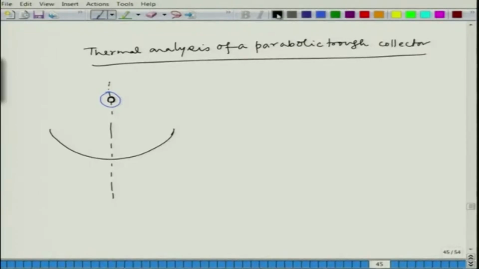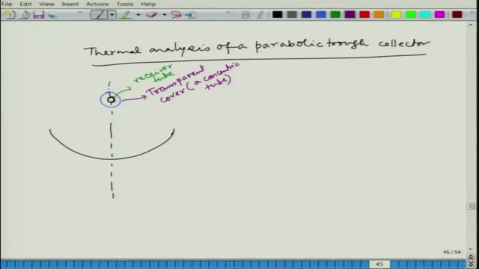And let us say that this is the receiver tube and the top one is the transparent cover, which is also a concentric tube. Okay. Tube is the most common geometry of the receiver, that is what we are going to analyze.